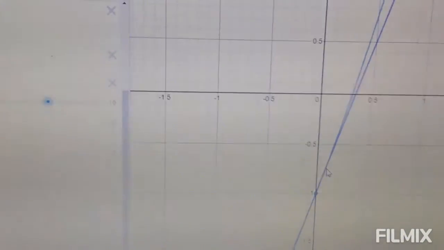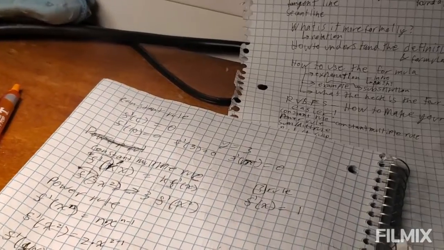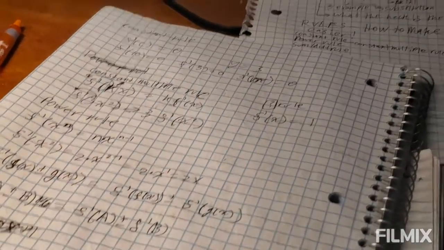And there you go, ladies and gentlemen. That is how you use these fancy rules to make our lives so much easier. Alright, bye guys.